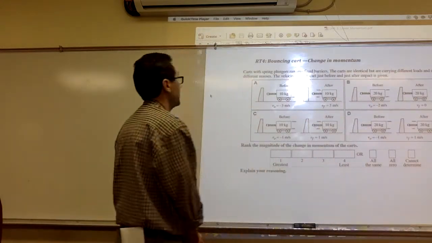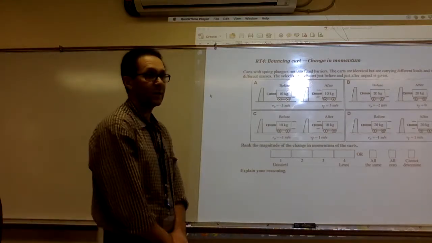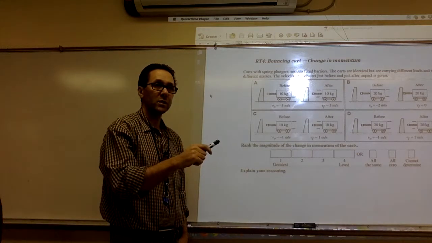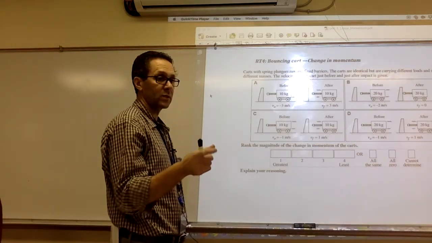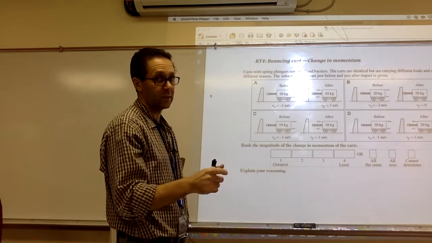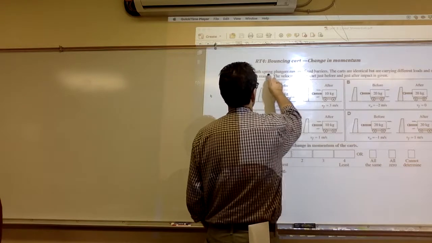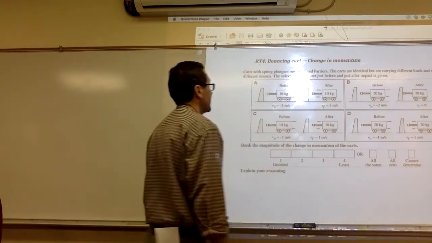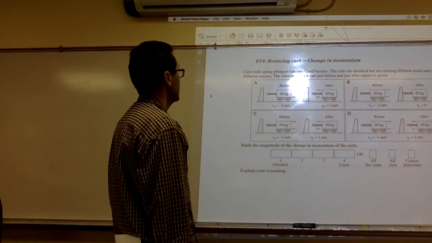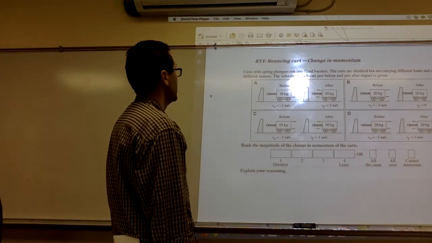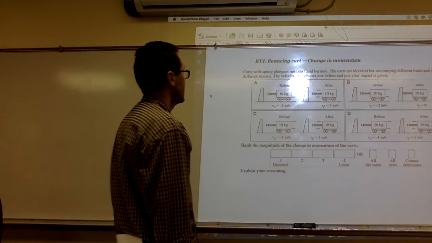All right, RT4, bouncing cart. Change in momentum. Keep in mind that when you bounce, the direction changes. So the change in velocity is going to be the sum of the two velocities, technically. Carts with spring plungers run into fixed barriers. The carts are identical but are carrying different loads and so have different masses. The velocity of each cart just before and just after impact is given.